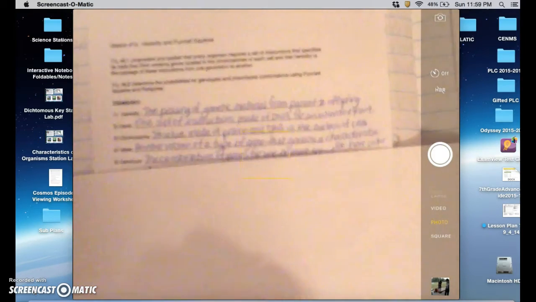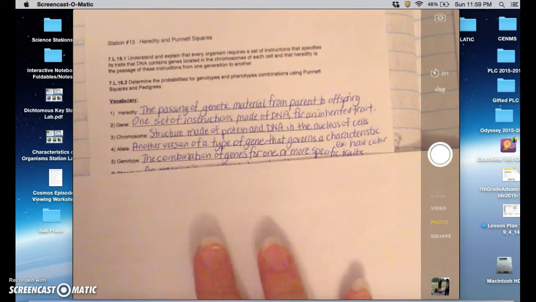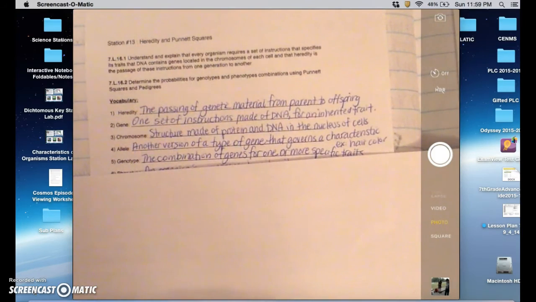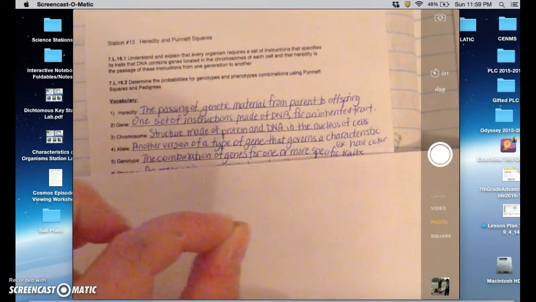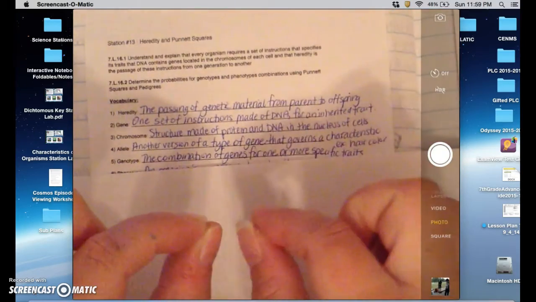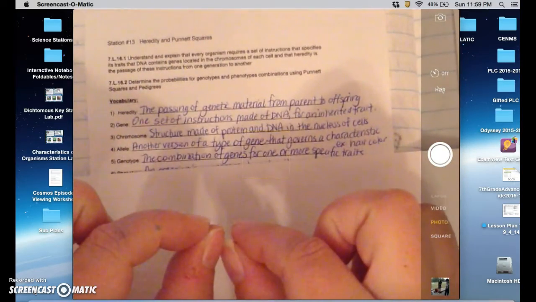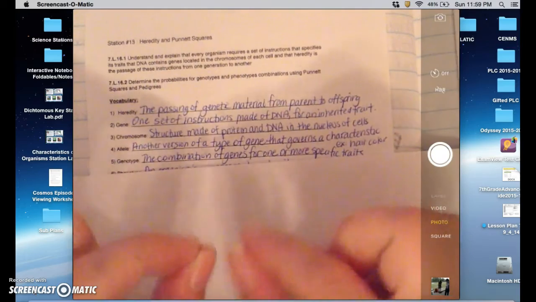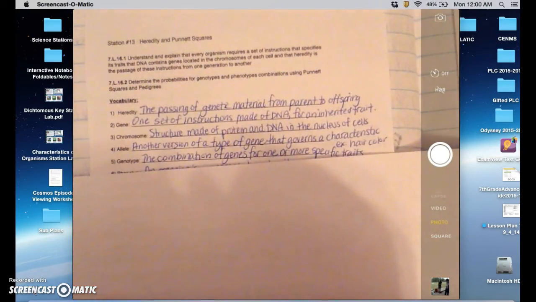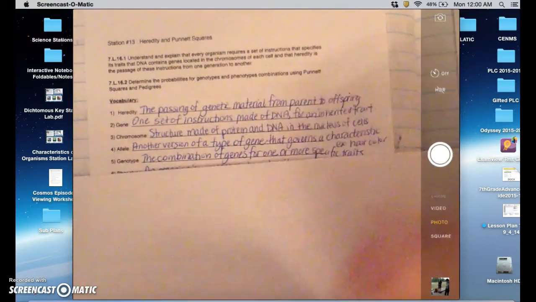Genotypes are the combination of genes for one or more specific traits. So you get one gene from your dad, one gene from your mom, and the combination of these genes dictates your specific trait for a certain thing, whether it's eye color or hair color or what have you.